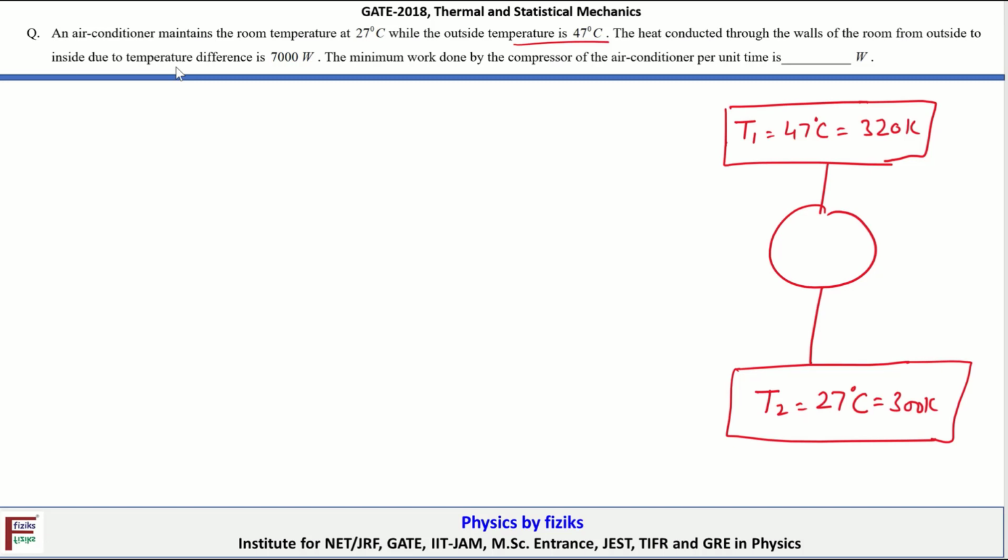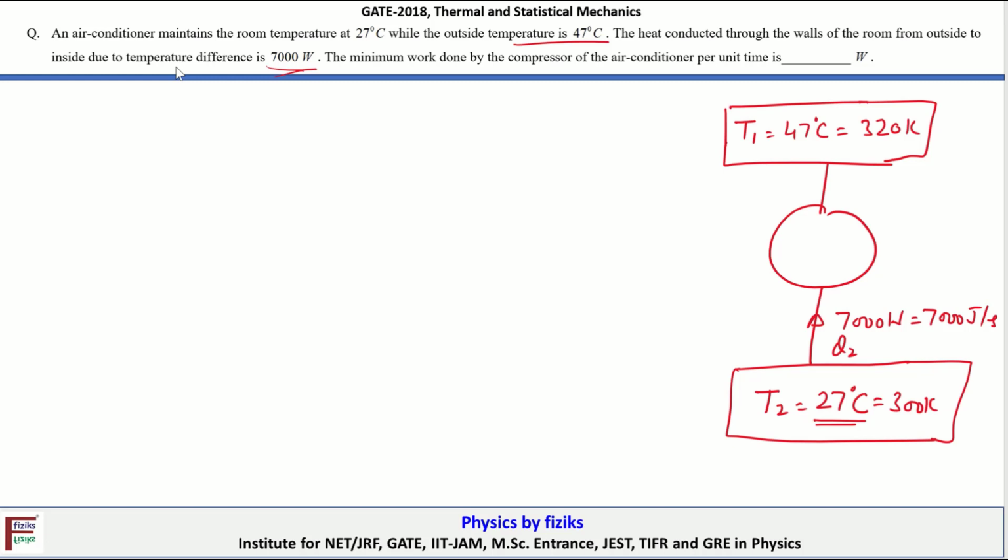So in order to maintain the temperature of the interior of the room at 27 degrees Celsius, every second we have to pump out, or withdraw, 7000 watt, that is equal to 7000 joule per second. So this much amount of heat we have to pump out of the room each second. This quantity is equal to Q2 basically. Q2 is equal to 7000 joule per second.